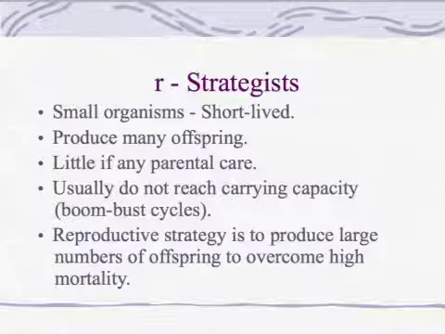On the other side, we have the R strategists, and these typically are smaller organisms that live a very short amount of time. They produce many offspring, and they provide very little parental care. So they usually do not reach carrying capacity. It's a boom-bust cycle, so a lot of them and then none of them, or limited numbers of them. The reproductive strategy is basically to produce a large number of organisms with the understanding that most of them will die.